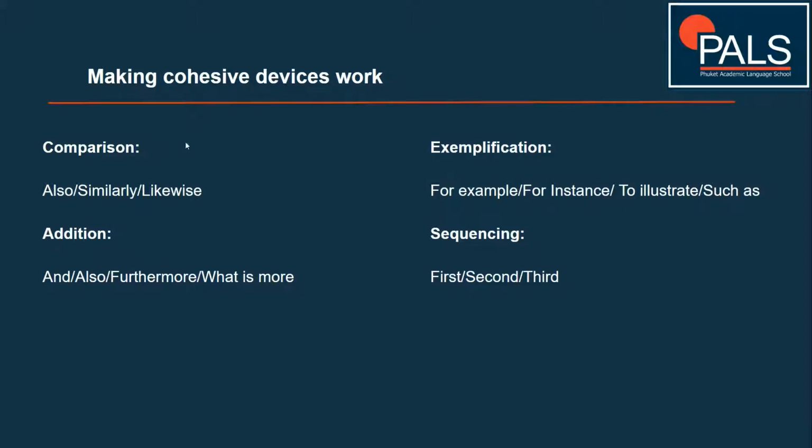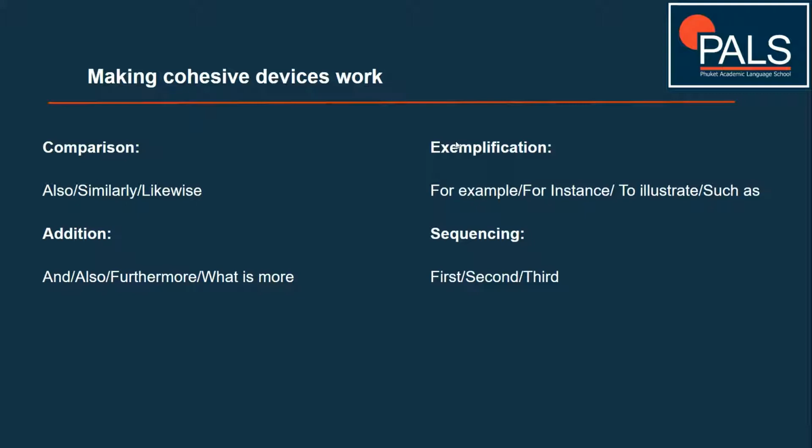If you want to make comparisons between data, you can use words like also or similarly, or likewise. If you want to show addition, cohesive devices are vital for showing that you're going to support your topic sentence with another idea for supporting ideas. Okay, so as you know, in a body paragraph, you will have a topic sentence which states the main idea of the paragraph. Then you will support that with various ideas. When you do, make sure you use addition cohesive devices to do that.